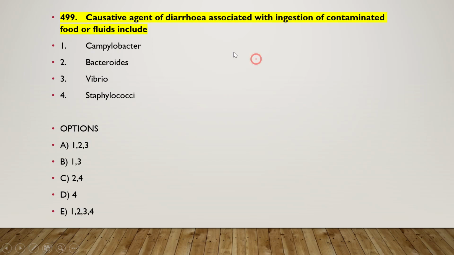So the next question is causative agent of diarrhea associated with ingestion of contaminated food or fluids include Campylobacter, Bacteroides, Vibrio or Staphylococcus. And the right answer is option B, that is 1 and 3. So Campylobacter and Vibrio. So causative agents of diarrhea associated with ingestion of contaminated food include Campylobacter and Vibrio.